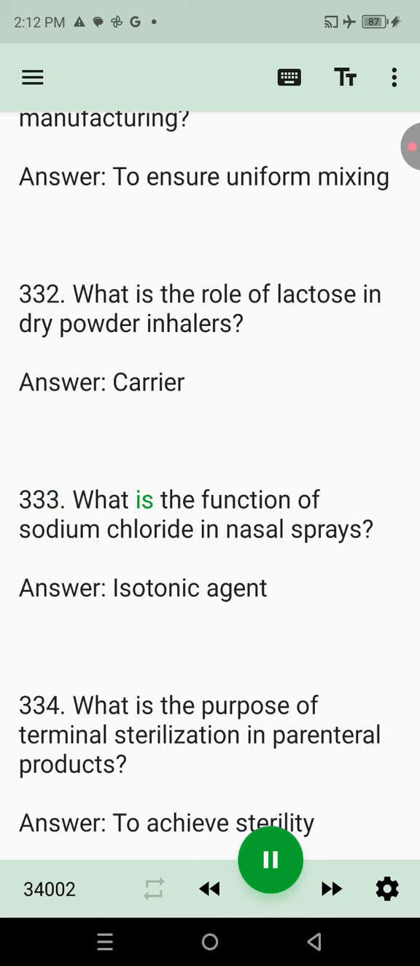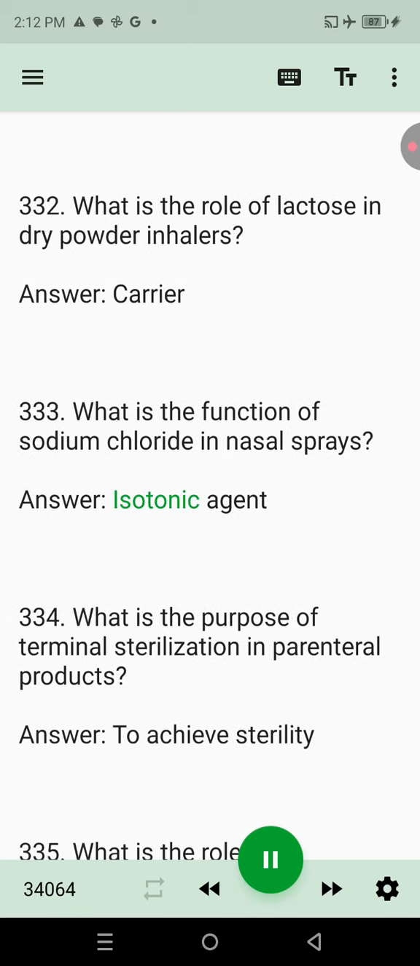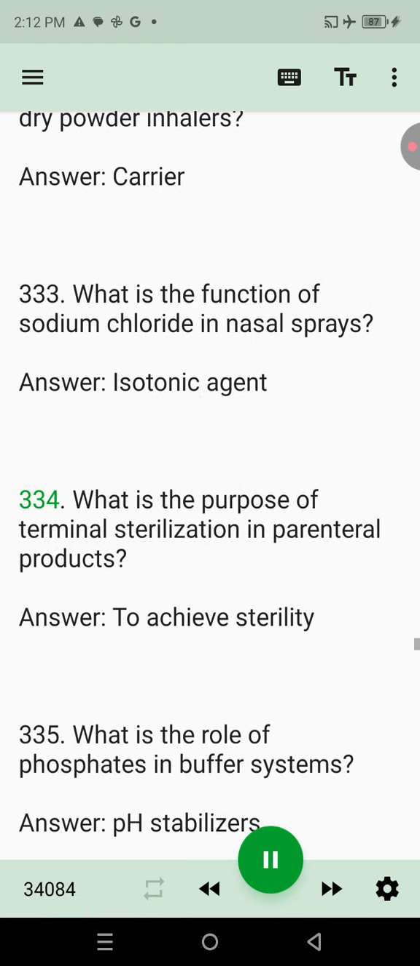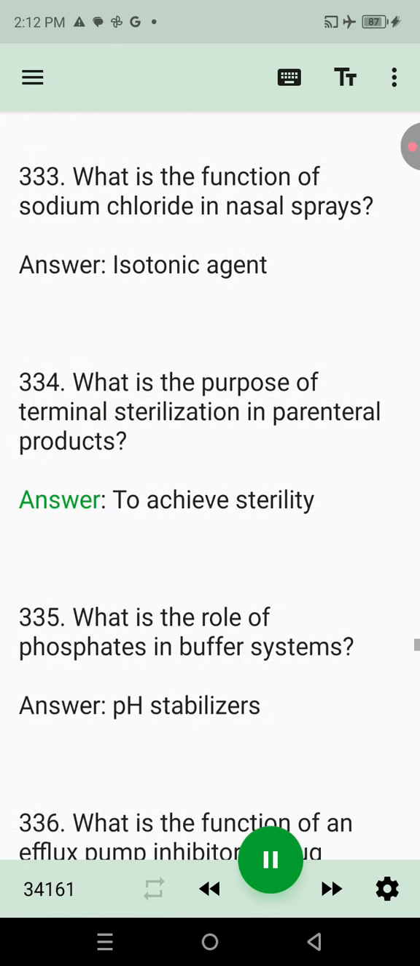333. What is the function of sodium chloride in nasal sprays? Answer: isotonic agent. 334. What is the purpose of terminal sterilization in parenteral products? Answer: to achieve sterility.